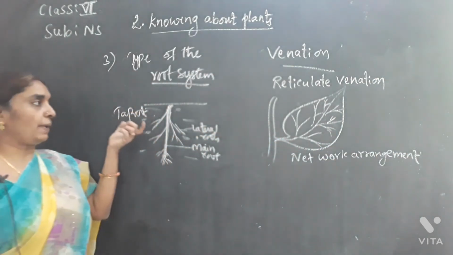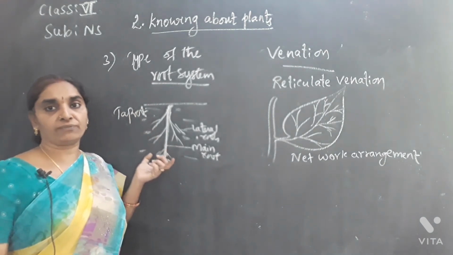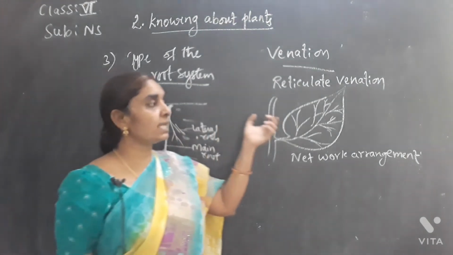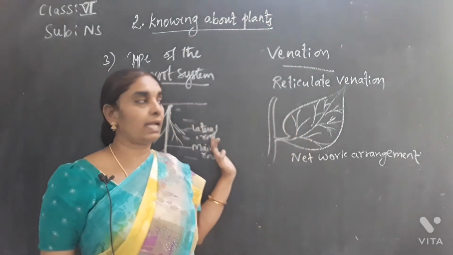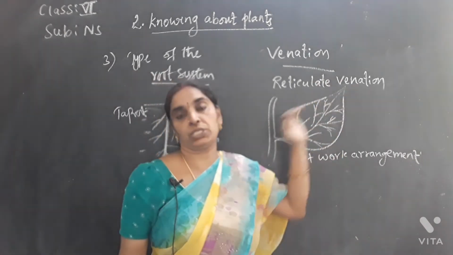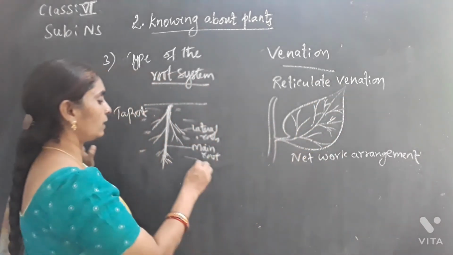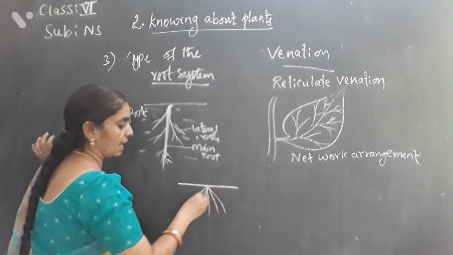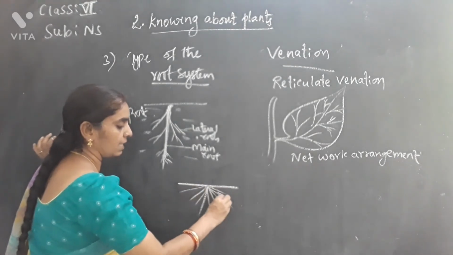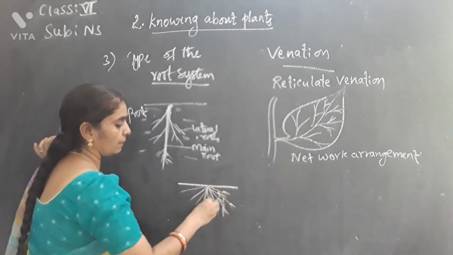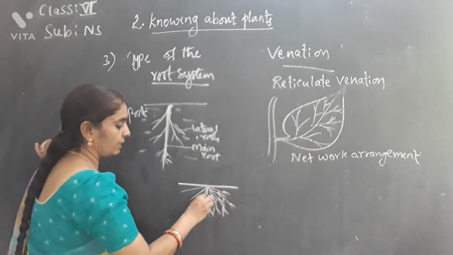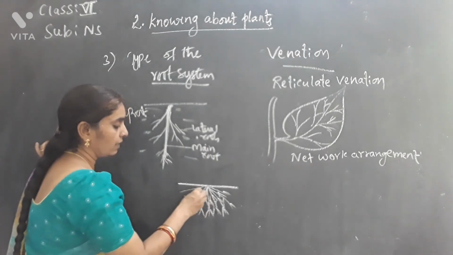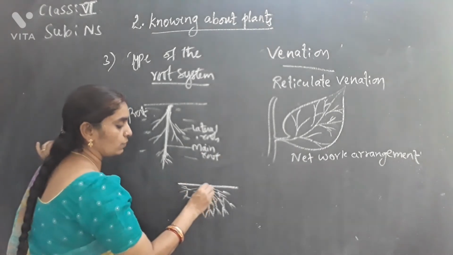Okay, so if any plant has the taproot system, then you can see the leaves of that particular plant having reticulate venation. If the plants have a fibrous root system, as in the case of grass, paddy, maize and so on, these plants can be plucked out easily. Even when they are grown completely, they can be plucked out easily if the plants have the fibrous root system.